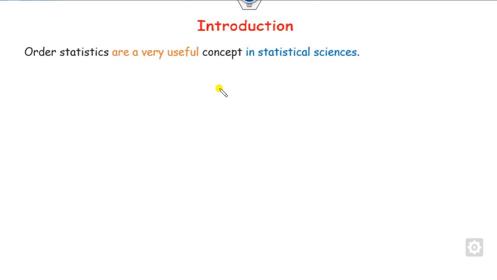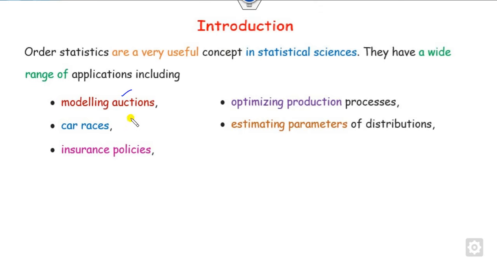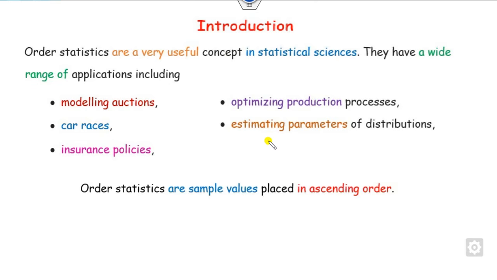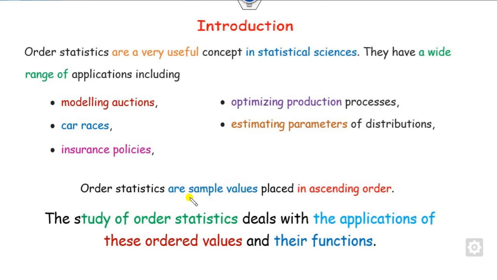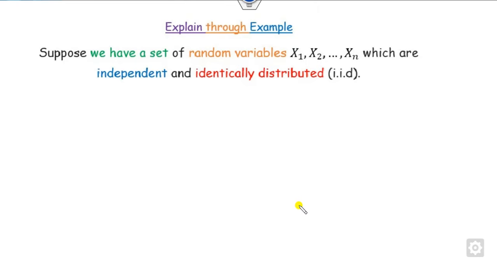As we all know, the ordered statistic is one of the most useful concepts in statistical science. It is widely used in various applications like modeling, race, insurance and many more. The logic behind it is that ordered statistics use the sample values written in ascending or descending order, depending upon you. The theory related to studying this ascending order behavior, that is the study of ordered statistics, deals with the application of these ordered values and their corresponding functions.